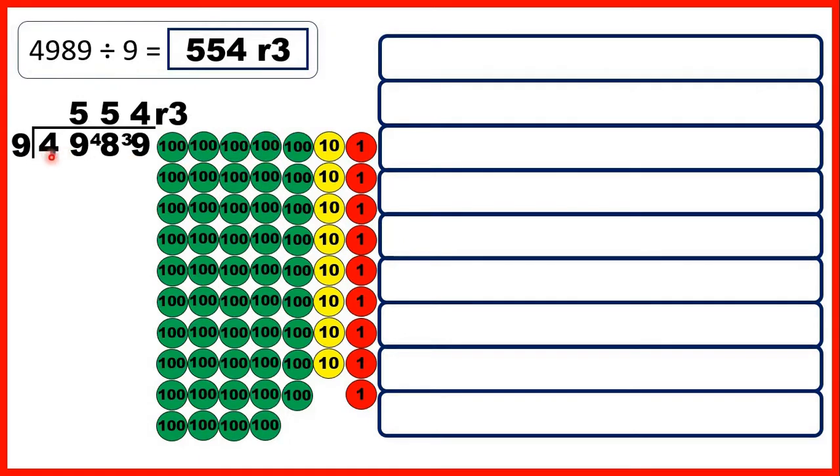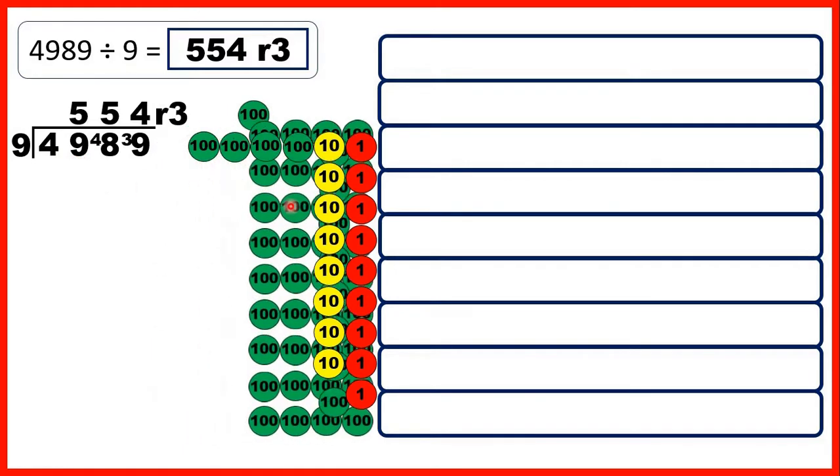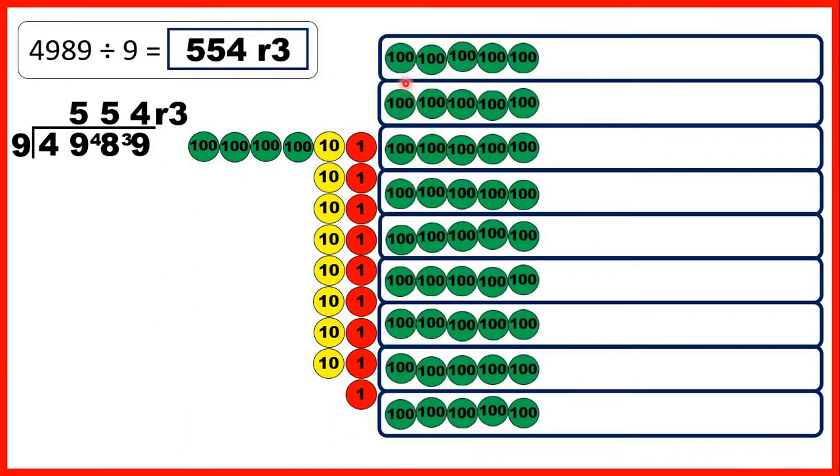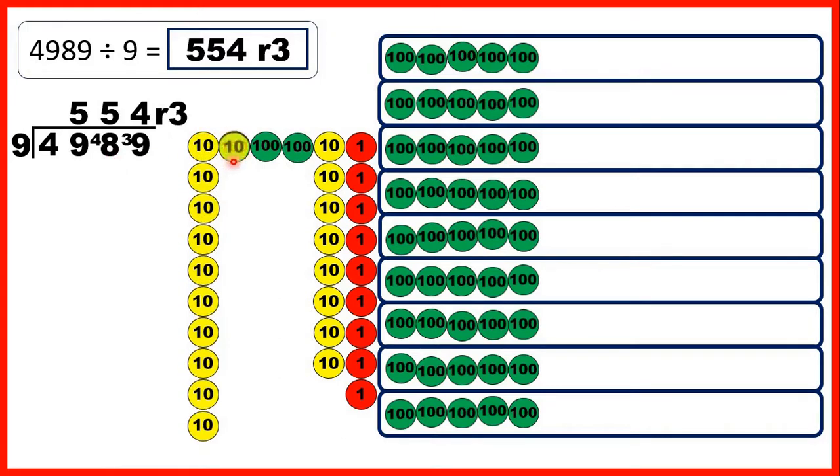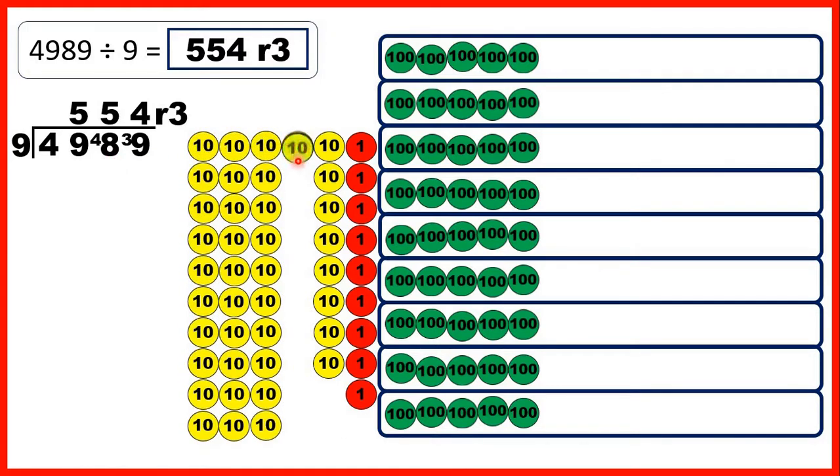That means that we now have 49 hundreds altogether. We can share out 45 of these hundreds, and we get 5 counters in each group, so that's why we have a 5 in the hundreds digit of our answer. And we can write our remainder 4 in front of the tens digit, because instead of 4 hundred counters, we can have 40 ten counters to give us 48 tens altogether.